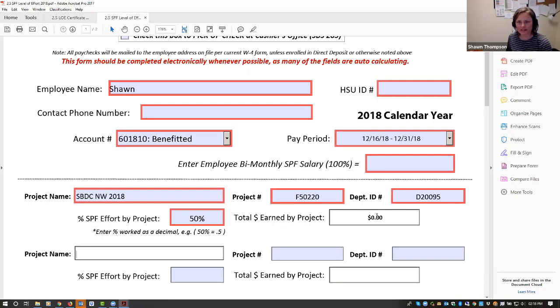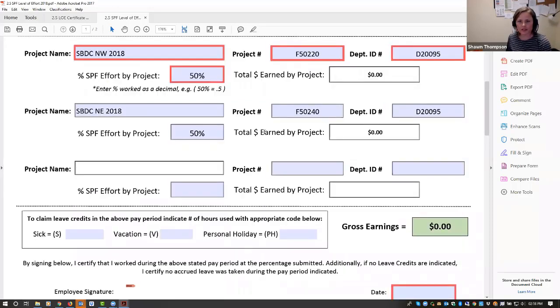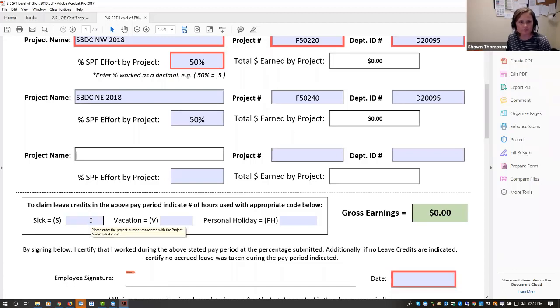And then it would do calculations, I guess, if I put my salary there. And so then I could do SBDC Northeast because we had 2 different grants last year, and put that information. And then this would go to payroll, and they would split my salary in half and charge half of it to the Northwest, half of it to the Northeast, because I'm the finance director for both of those regions last year. And then I would claim if I had 8 hours of sick time or 8 hours of vacation, I can claim that there.